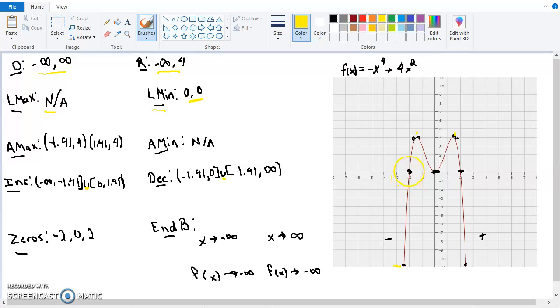Zeros is where it hits the x-axis. And this is your end behavior for this equation. That's how you do AKS36.